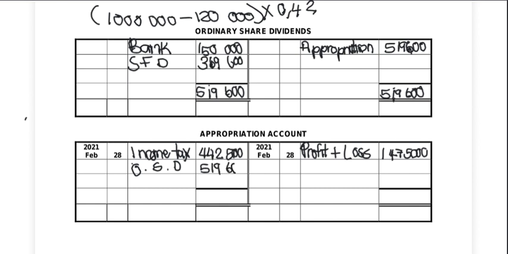Now let's calculate totals. So on the credit side we have 1,475,000. Now on the debit side we have the income tax plus the ordinary share dividends. So that's 442,500 plus 519,600. That should give you a total of 962,100, which is less than the 1,475,000. So we're just going to have the 1,475,000 as our total.